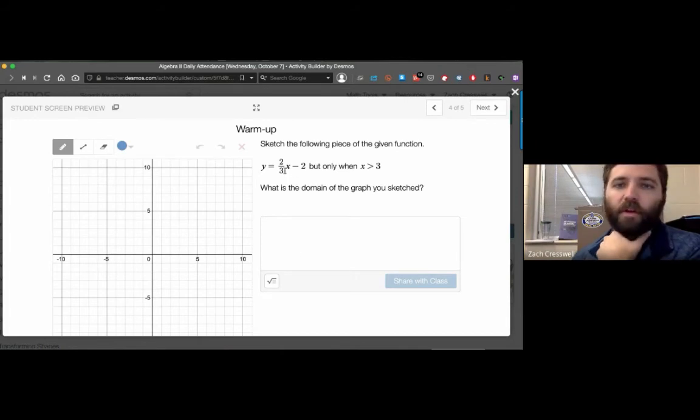Number 3 then. Sketch the following piece of the given function. Here we've got the line 2/3 x minus 2, but only when x is greater than 3. Again, I'm going to start by plotting the y-intercept, negative 2, which is right here. And then the slope is 2/3, so that means go up 2 and right 3. There's another point. We'll just use the line segment tool and sketch a line in here real quick.